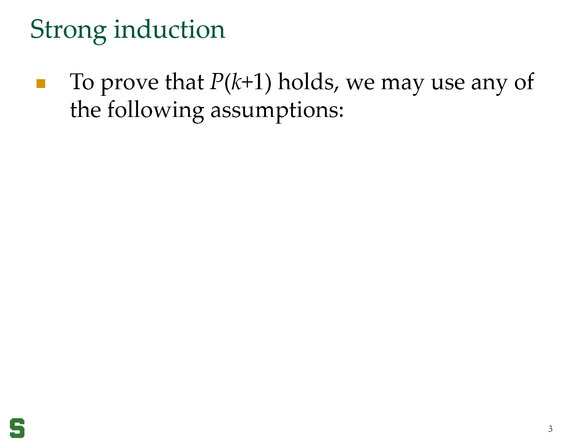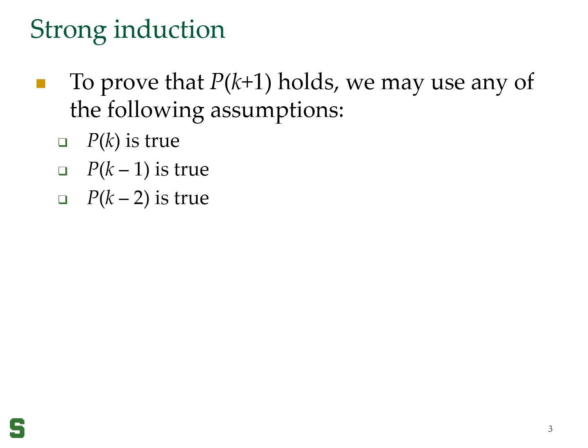There is a variation of induction called strong induction. So the reason we have strong induction versus what we studied right now, it's called weak induction, is in strong induction, to prove that P of k plus 1 holds, we can assume that P of k is true. This is something that we already did even in the weak induction. But we can also assume that P of k minus 1 is true, P of k minus 2 is true, and so on and so forth, all the way up to P of 1 is true.